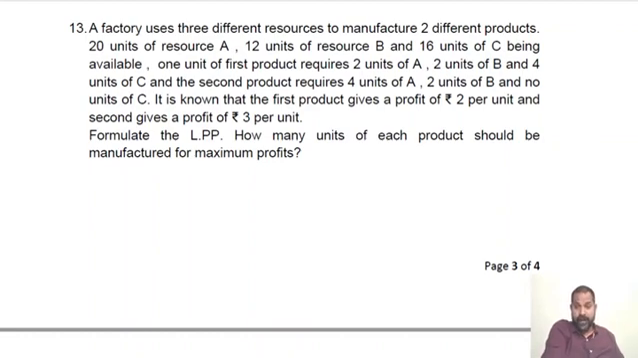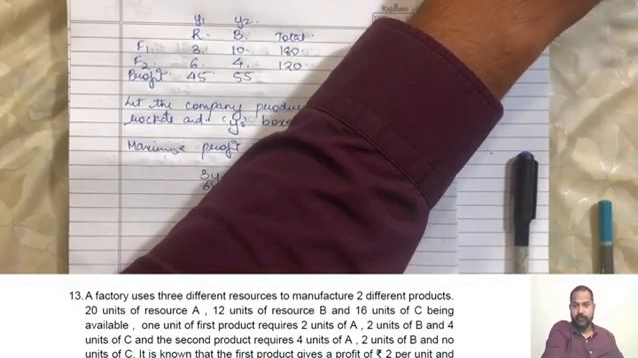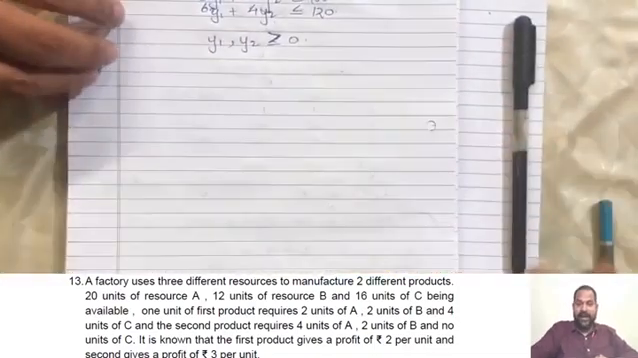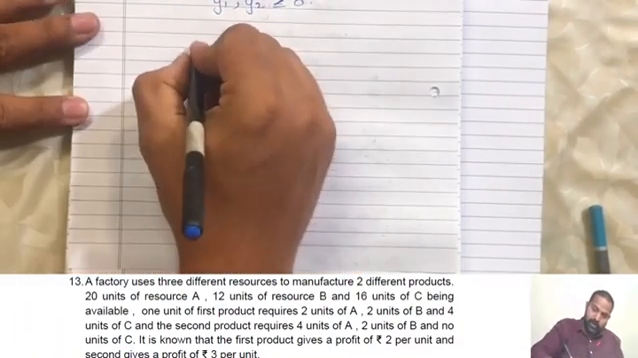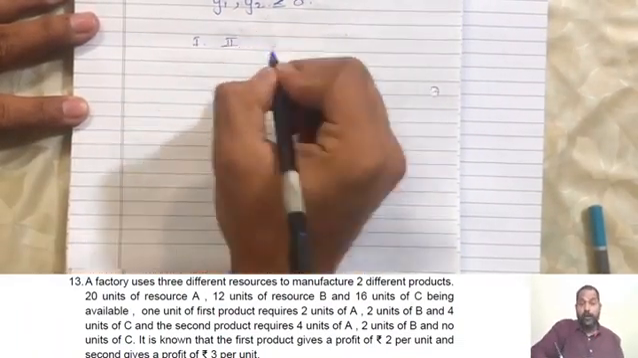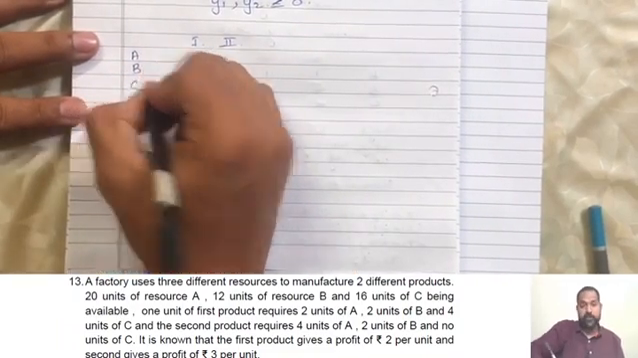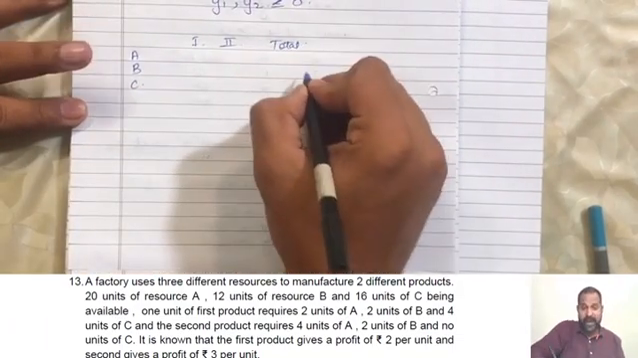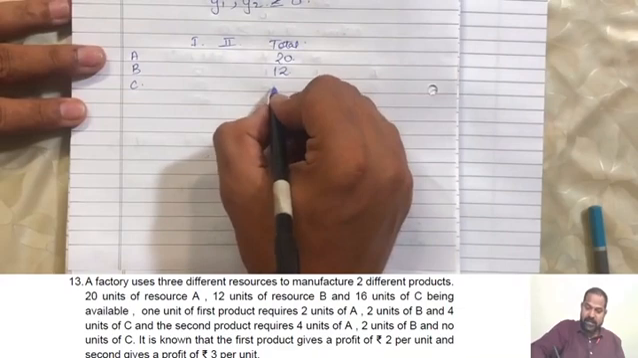Fine then. Let me now look at it in parts, not as a whole. So what did I read? I read that a factory manufactures 2 different products, product 1 and product 2. To make them, they require 3 resources, A, B, and C. They have not mentioned what the 3 resources are. The total available of resource A is 20 units, B is 12 units, and C is 16 units.